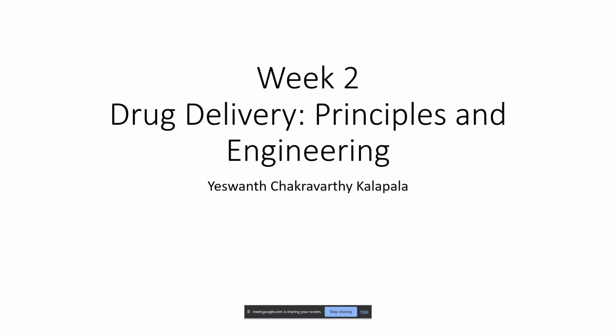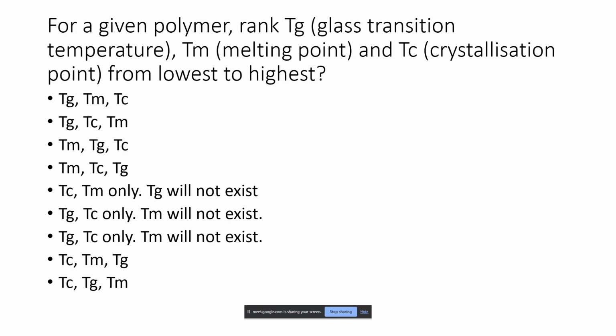Today we'll discuss previous year's week two questions from the course Drug Delivery Principles in Engineering. Okay, so getting into it, the first question reads: for a given polymer, rank the glass transition temperature, melting point, and the crystallization point from the lowest to the highest. So, which comes first for any given polymer? Is it the glass transition temperature, the melting point, or the crystallization point? Any idea?